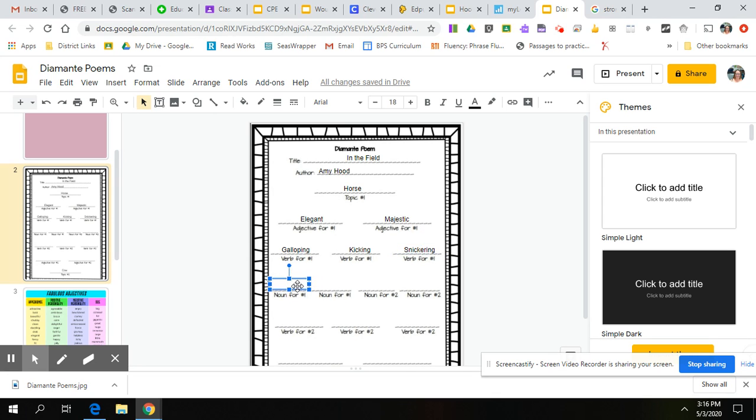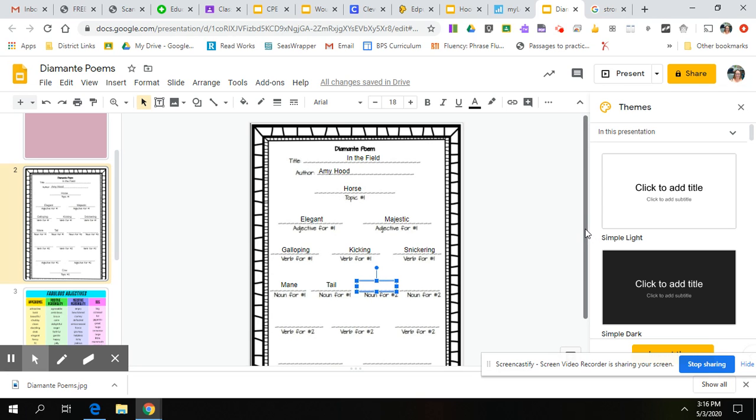Now remember, these first 2 nouns are going to be about a horse. So these are things that maybe remind me of my horse or things that go with a horse. So I'm just going to say mane for my first noun about my horse, and tail, because sometimes their manes and tails are very pretty. So mane and tail.